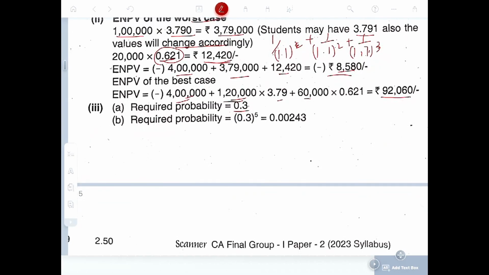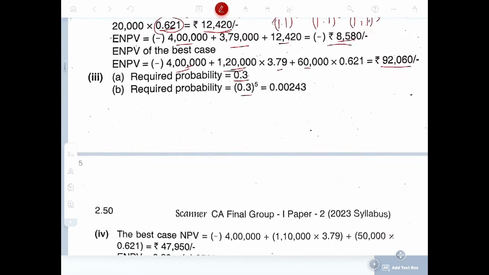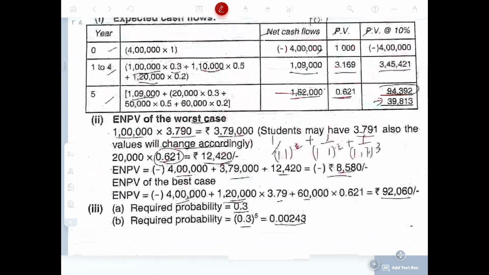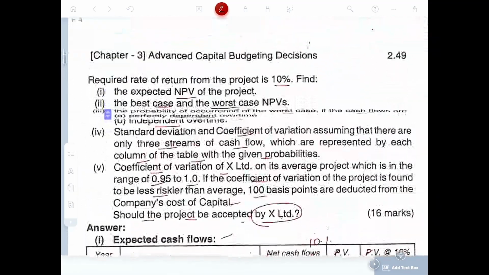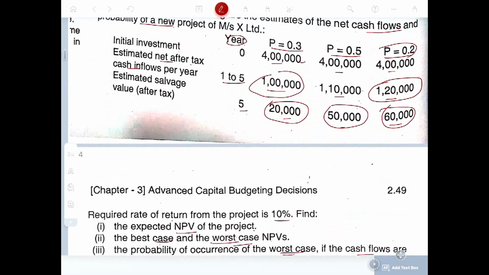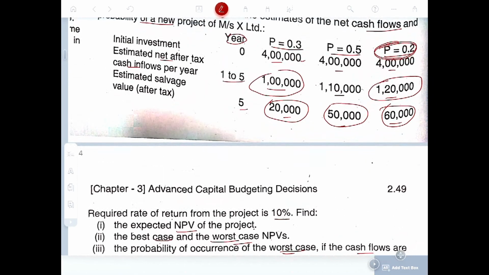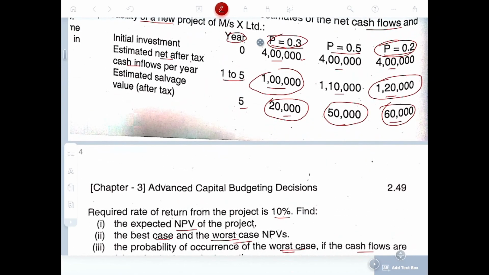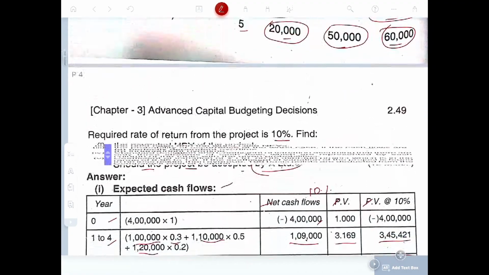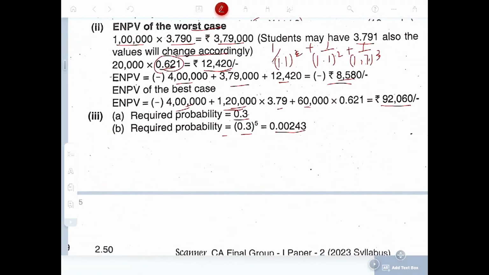The required probability is 0.3. The probability of occurrence of the worst case scenario is 0.3, and the probability of the other case is 0.03. Okay, they have into 5.